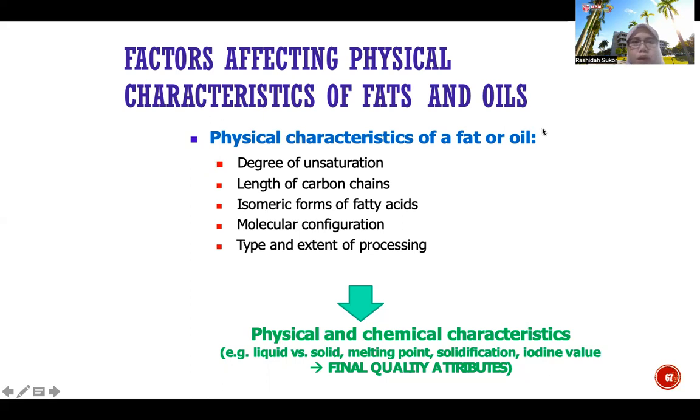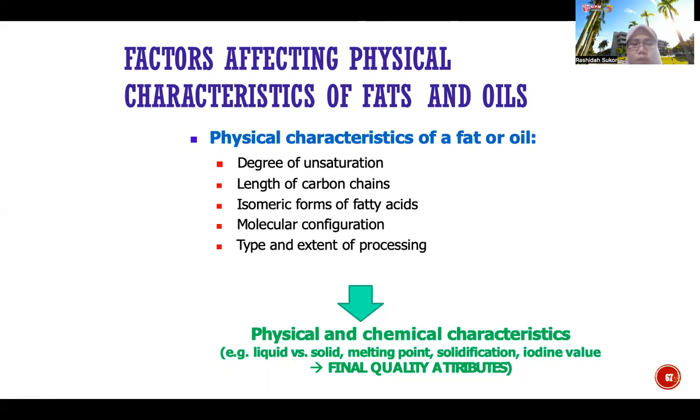The factors that will affect the characteristics of fats and oil include the degree of unsaturation. We talk about unsaturated versus saturated. If it is saturated, mostly they are solid at room temperature. But if it is monounsaturated or poly, especially polyunsaturated, poly means you have more than one double bond, then most likely the physical appearance of the lipid will be oil at room temperature, not solid.